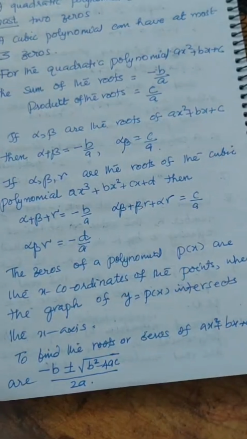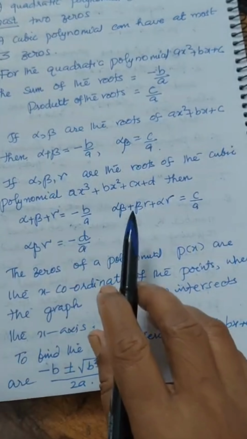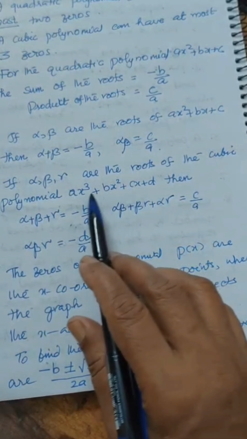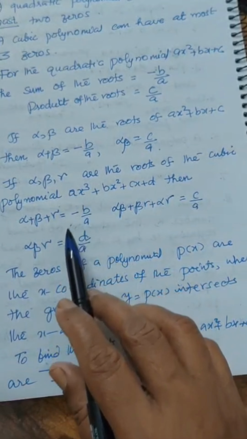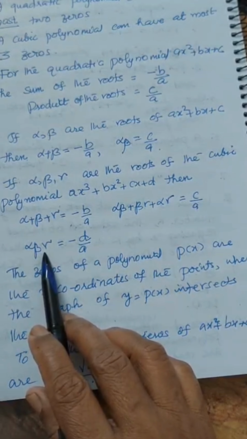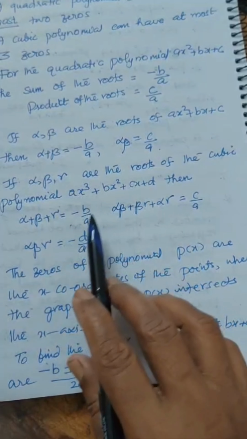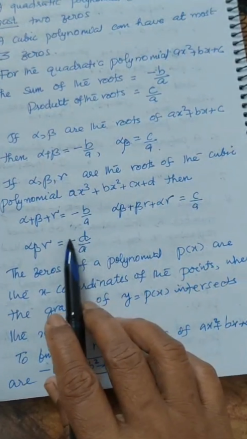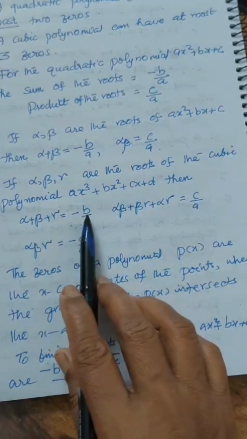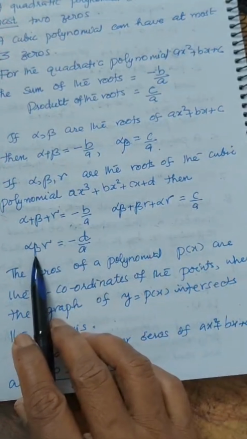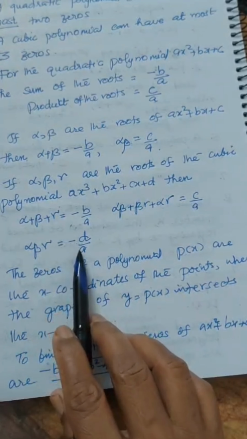Alpha beta plus beta gamma plus alpha gamma equals the sum 2 at a time, the coefficient of x by the coefficient of x cube, and that of alpha beta gamma, 3 at a time, again minus d by a: minus, plus, minus. Sum of roots 1 at a time is minus b by a, sum of roots 2 at a time is c by a, and that at 3 at a time is minus d by a.